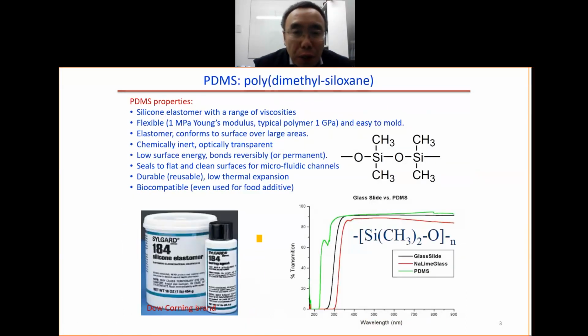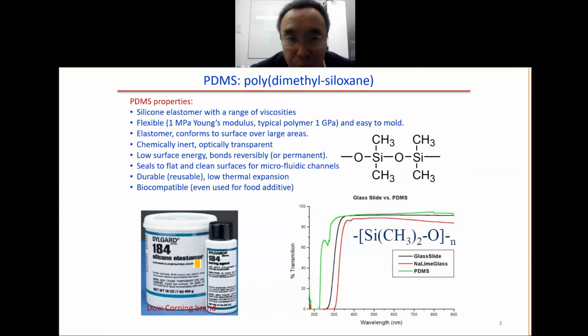The key material for soft lithography is PDMS. It's polydimethylsiloxane, and this is the chemical structure of PDMS. Why do we use this material? About 90% of people use this PDMS from Dow Corning, called Sylgard 184.